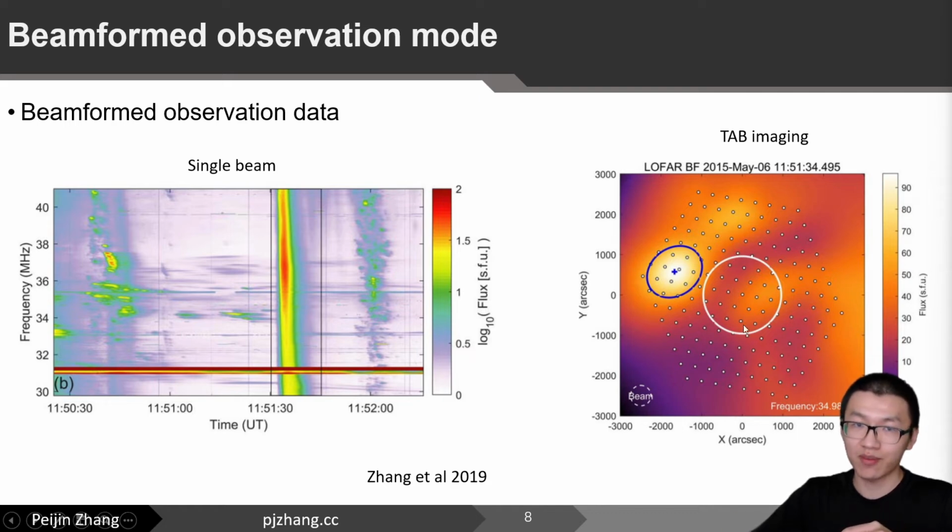On the right is an example of tied-array beam imaging of the solar corona. In the center, the white solid line is the solar disk, and each of the dots represents a single beam. So there are 169 beams in this image, representing that this image has 169 pixels. As you can see, the spatial resolution is quite low, but the time resolution and frequency resolution of this observation mode can be quite high.